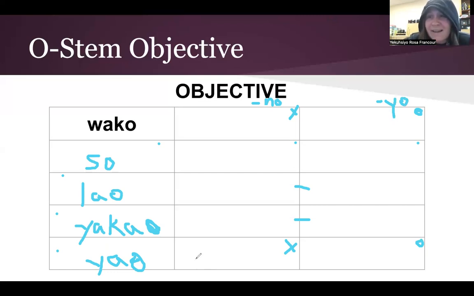Remember the Y-U-K changes to Y-U-N-G. So yug changes to yung. Yungno, Y-U-N-G, N-O. And then our top and bottom are the same. That takes care of this pronoun for us. Me and you, also yungno. Okay.